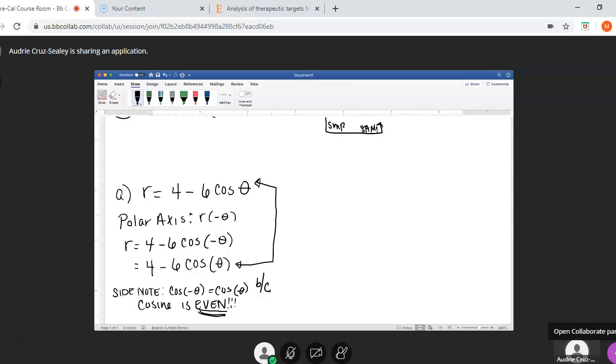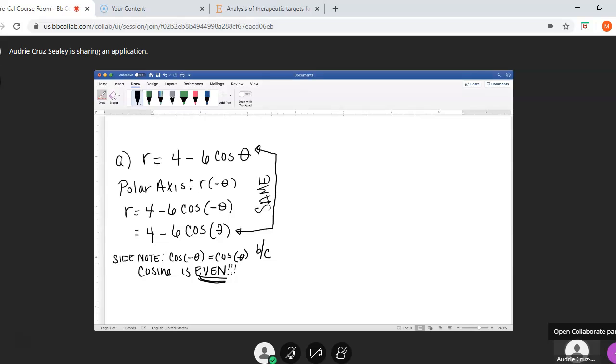I don't know if I could write sideways on this thing. Yeah, I can. Okay. They are the same. And since they are the same, yes, it is symmetric about the polar axis. And that's the polar axis test.